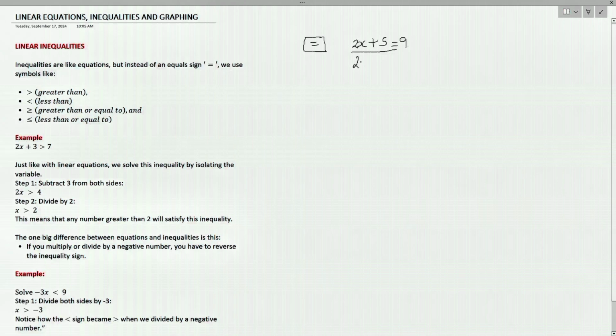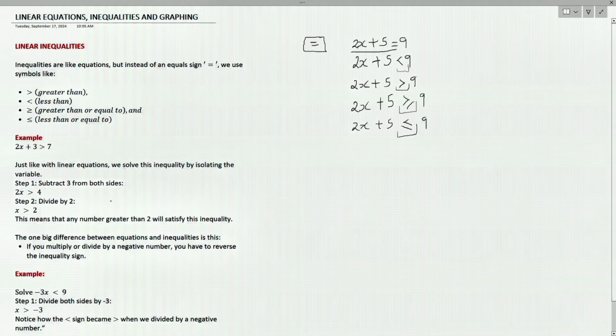However, when we don't make it definite, and we say 2x plus 5 is less than 9, or 2x plus 5 is greater than 9, or 2x plus 5 is greater than or equal to 9, 2x plus 5 is less than or equal to 9, we call this a linear inequality. It is still linear, but it is no longer equal because these are inequality signs. These signs make it a linear inequality, so it's not an equation, it's an inequality.